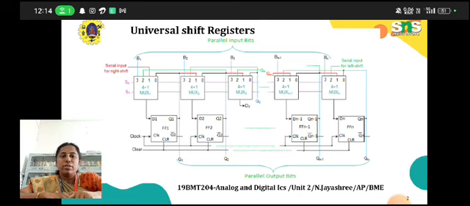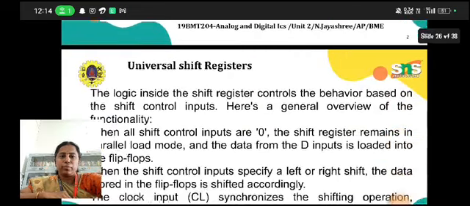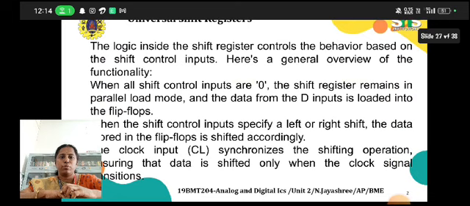That is the universal shift register, which is very important while designing circuits with serial operation and parallel operation. So this is the explanation of the universal shift register block diagram.